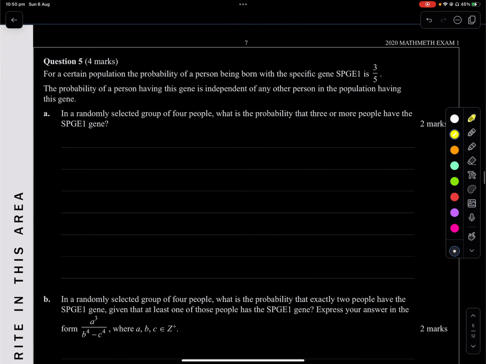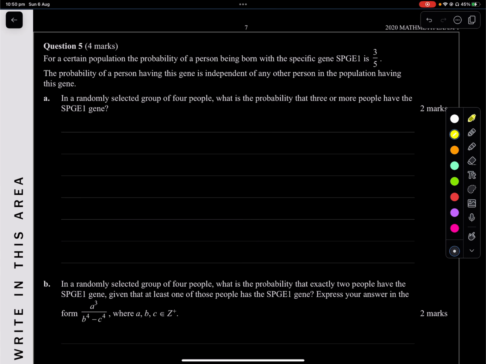Very nice. Question 5. For a certain population, the probability of a person being born with a specific gene is this. The probability of a person having the gene is independent of the others, so we're using binomial distribution in a randomly selected group of 4. So n equals 4 people. What is the probability that 3 or more people have this specific gene? Okay, so we want the probability that 3 or more, so x is greater than or equal to 3.